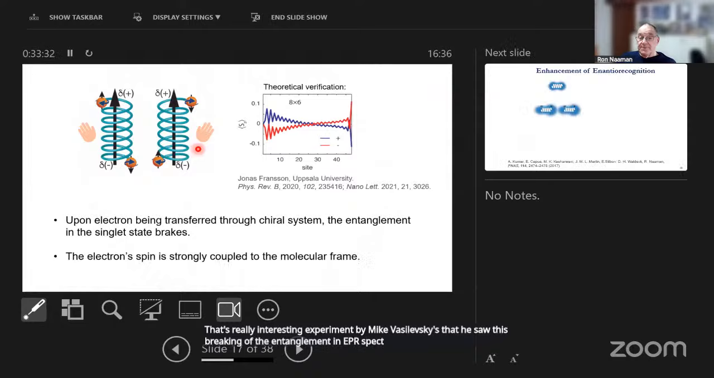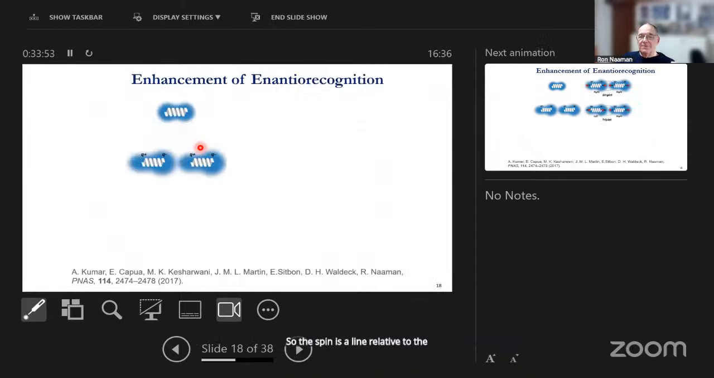spectroscopy. Another thing that I'm not going to show results for here, but we have it, is that the spins in this case are strongly coupled to the molecular frame. So when the molecules are tilted, the spin tilts with them. So the spin is aligned relative to the molecular frame. Now, why is it important? Think about interaction between two chiral molecules.